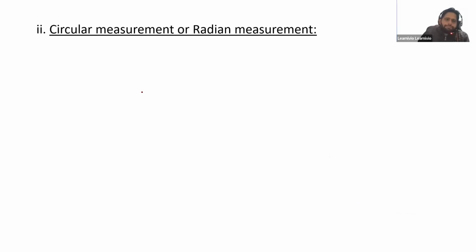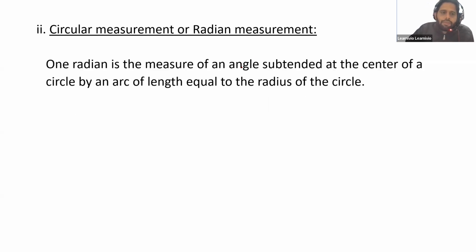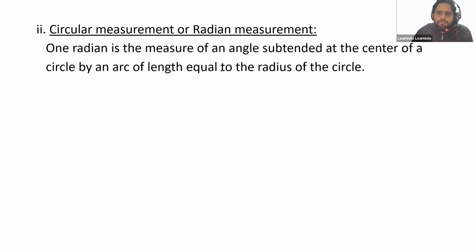Now next one. The second system of measurement is circular measurement, or radian measurement. In this system, the unit of measurement is radian. So basically, we need to do two units. First is degree, and second is the radian. About the degree, we have already discussed, and we have other units in degree, for example, minutes and seconds. Now we will discuss the radian. So what is a radian?